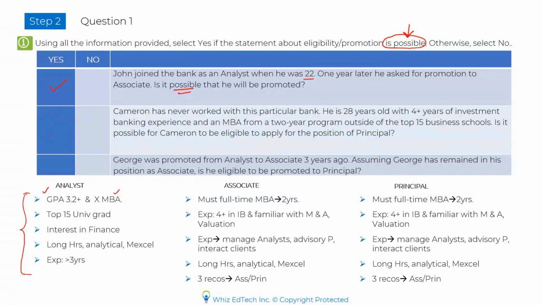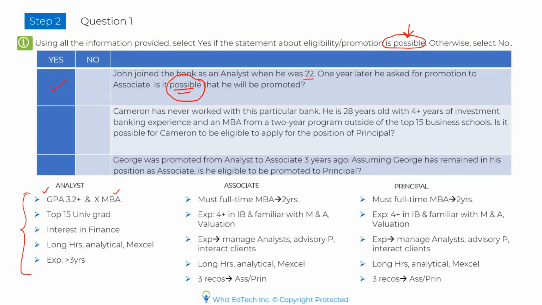We know that you should have experience in managing analysts and all that if you want to become an associate, and he has a little bit of that. Therefore, yes. Because this is the point: possible. Had it been, will he be promoted? No. Is he eligible? No. But is it possible that he will be promoted? Possible, yes. And these are OG questions, so you have to understand what these queries ask you.